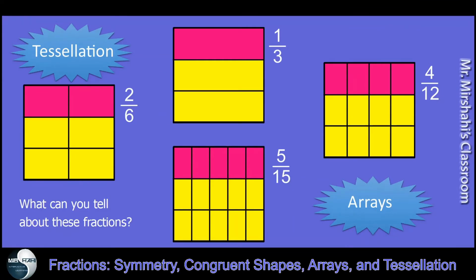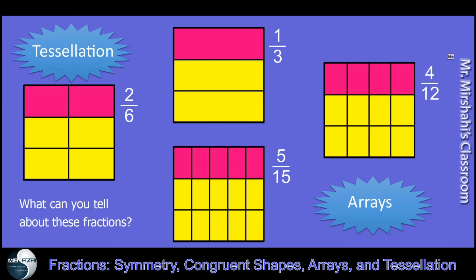One thing you might have noticed is that these fractions are actually equal or equivalent. You can see 2/6 is the same as 1/3, is the same as 5/15, and is the same as 4/12. They're all the same. They're all equivalent or equal. The reason is they're the same ratio. For example, 1 times 3 is 3. So 3 times 2 is 6. 3 times 5 is 15. 3 times 4 equals 12. So they're the same ratio, the same fraction.